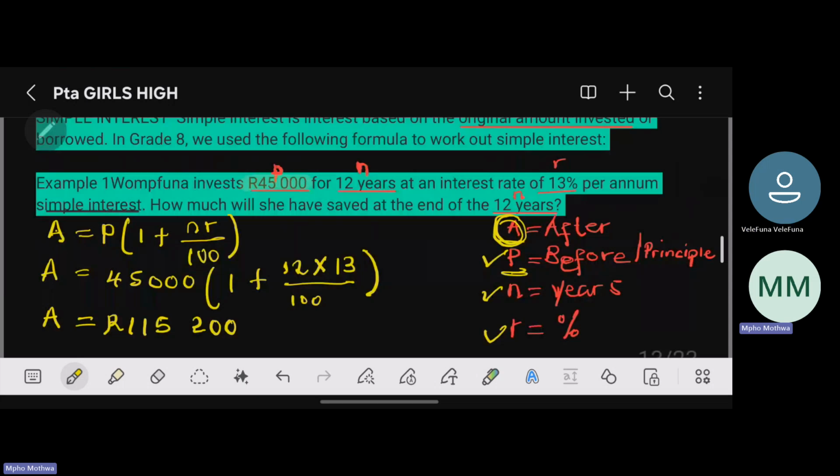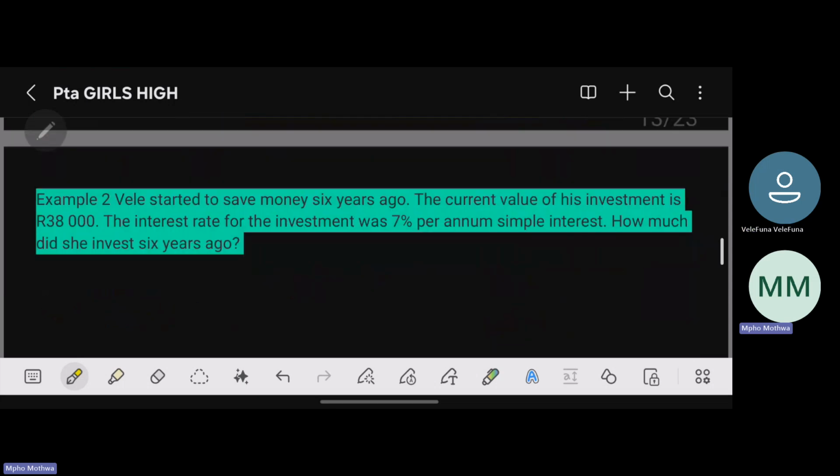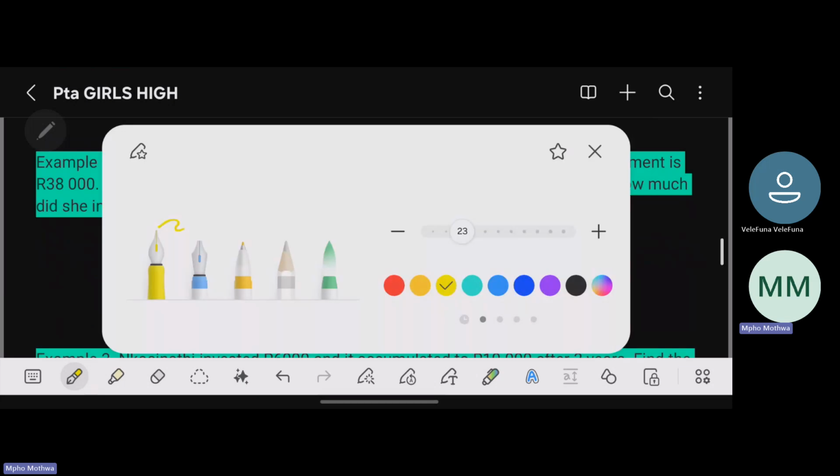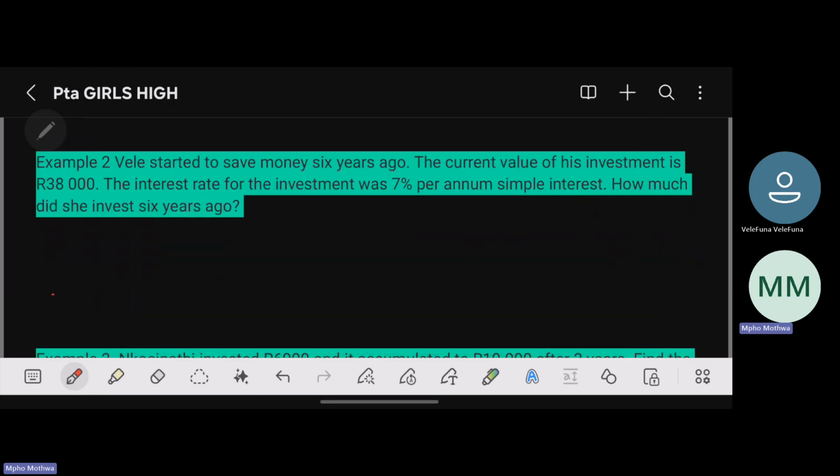I took my time to explain so that when we write, we can just move. Let us do the same thing with this one. Read for us, and if there's important information, ask me to highlight. I'm training you. So you read, you tell me what to highlight. Vera started to save money 6 years ago. So you highlight 6 years ago.